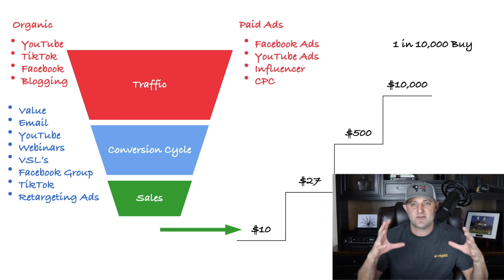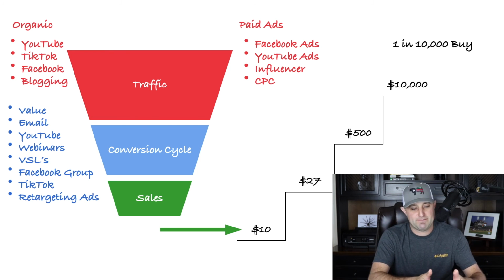Let's take a step back. Let's say 10,000 people enter our traffic conversion cycle. We generate 10,000 leads. Let's say of those 10,000 leads, 1,000 buy the $10 product, 500 buy the $27 product, 100 buy the $500 product, and out of those 10,000 leads that we generated, let's say one person buys the $10,000 product. So that's not very many people.